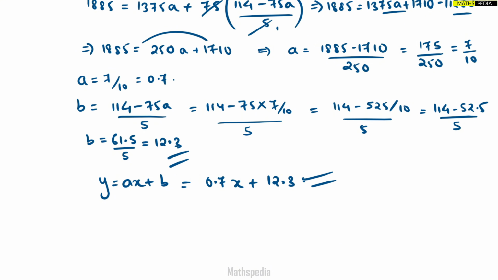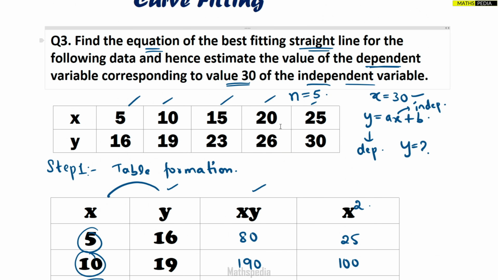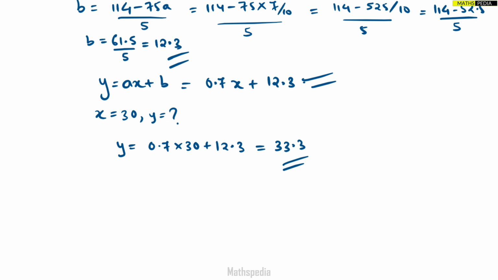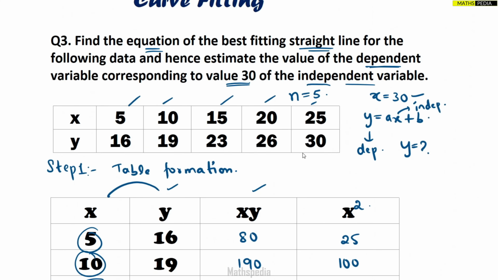As we have already seen in the question, we need to find one more thing, the value of the dependent variable. So for that, I'm going to substitute x equal to 30, which is given in the question. So I need to get the value of y. So y is equal to 0.7 into 30 plus 12.3. This will give me the answer as 33.3. So the y value also we got, which is the dependent variable. Okay, so this is the answer for the given question.